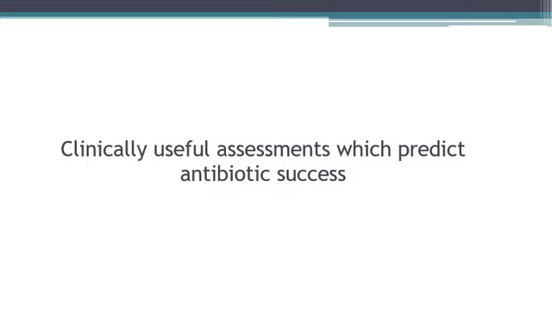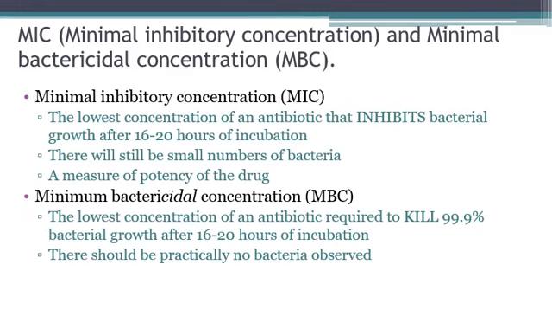And so there are some clinically useful assessments that can predict whether or not a given antibiotic will be successful in a patient. One of those is the MIC, or the minimum inhibitory concentration, and another is the minimal bactericidal concentration. The MIC is the lowest concentration of an antibiotic that inhibits bacterial growth within 16 to 20 hours of incubation. So there will still be small numbers of bacteria, and basically the MIC is a measure of the potency of the drug.